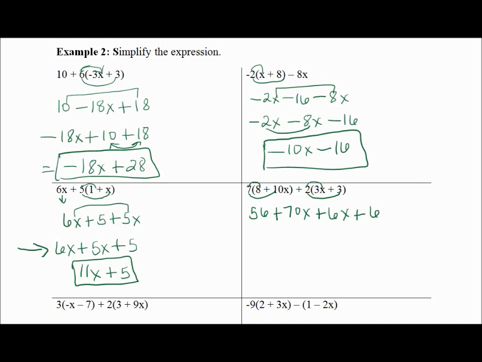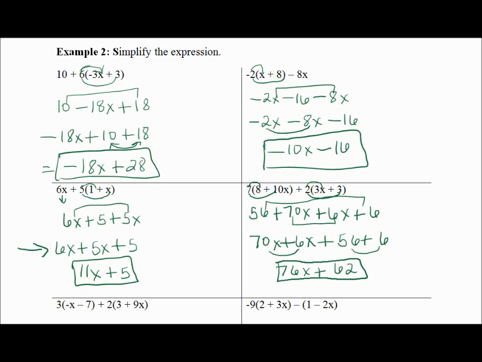Now I want to group my like terms together. I'm going to put my variable parts together first. I have 70x plus 6x. And then I have plus 56 plus 6. My like terms are clearly 70x and 6x, which is 76x. And then I have 56 and 6, which gives me plus 62. And that's my final answer.